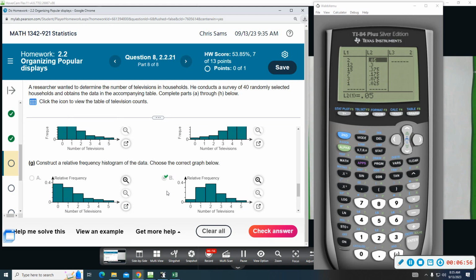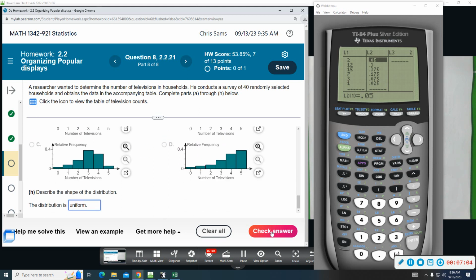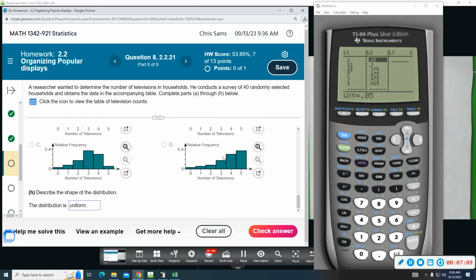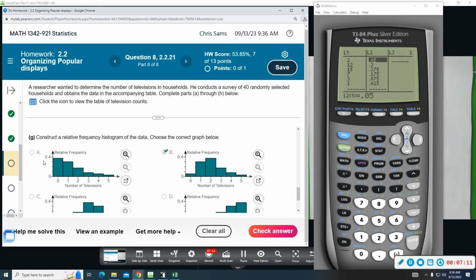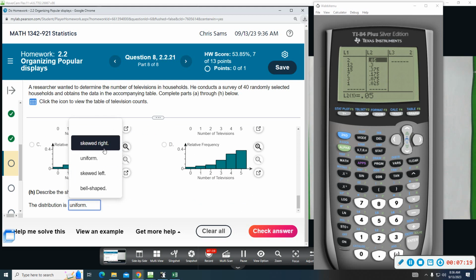Okay, you might be able to give a skew to the right argument, but let's see what they believe. Okay, so they think skew to the right. Again, you can see the difference. This one is definitely like a skew to the right, in my opinion. This one, like I said, you can make the argument for skew to the right, but in my opinion, it looks more bell-shaped.